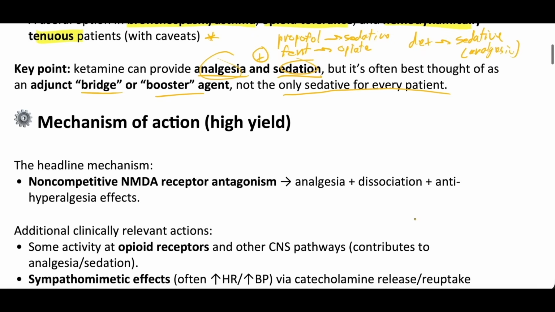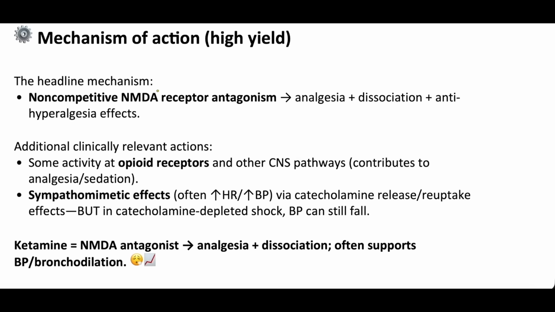How does ketamine work? What is its mechanism of action? Well, it's got a couple different pathways it works on. The headline, the main mechanism, is that it is a non-competitive NMDA receptor antagonist. And this causes analgesia or pain control, dissociation, and also anti-hyperalgesic effects. In addition to this, though, ketamine does have some activity on opiate receptors, and it has some sympathomimetic effects, increasing heart rate, increasing blood pressure via catecholamine release and reuptake effects.